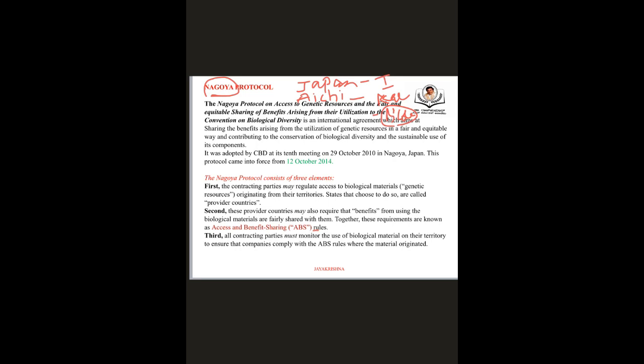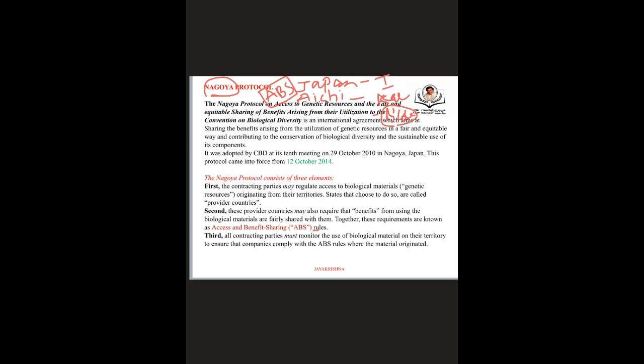This Nagoya Protocol is on ABS. What is the abbreviation for this? The Nagoya Protocol is talking about ABS, nothing but access and benefit sharing. To whom is it accessing and for whom is it benefiting, and where is the need to be shared? Let us see the Nagoya Protocol in detail.